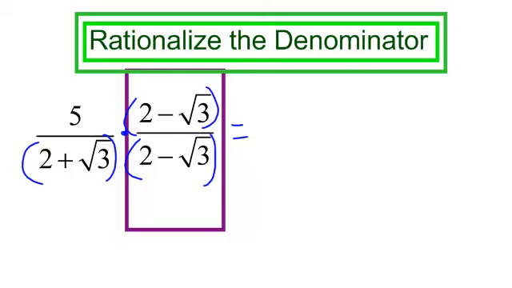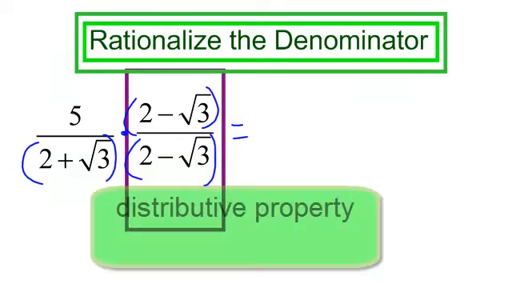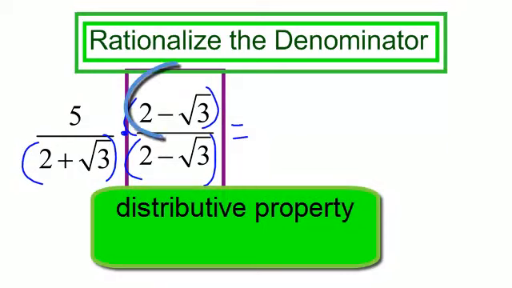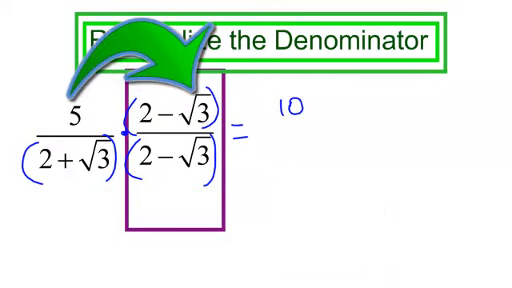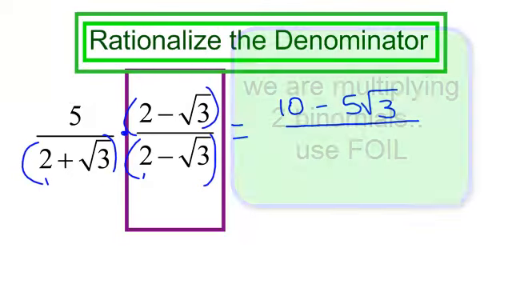In the numerator, I will just use distributive property. It's 5 times 2 minus radical 3. 5 times 2? Yes, that will be 10. 5 times a negative radical 3 will be a negative 5 radical 3. Okay, I'm going to work on the denominator.